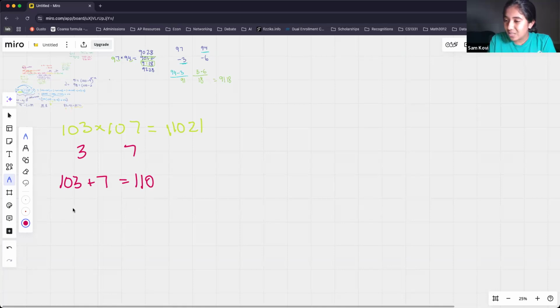Then I'm going to do my last two digits, my differences, 3 times 7 multiplied together, and that is going to be 21. So putting that together, I get my final answer of 11021.